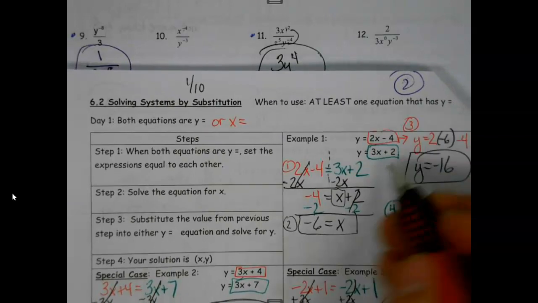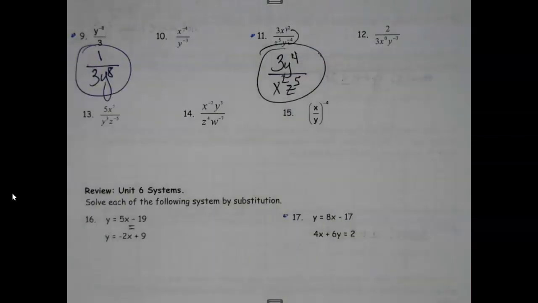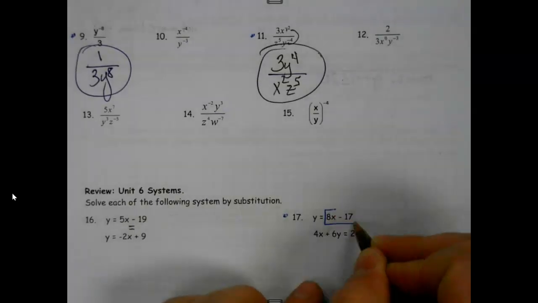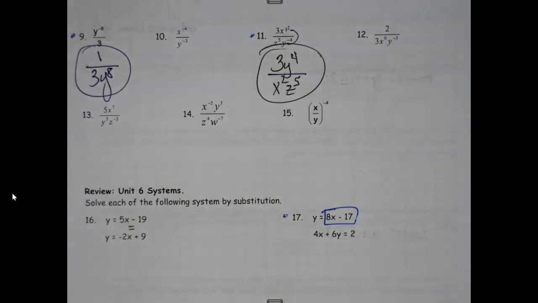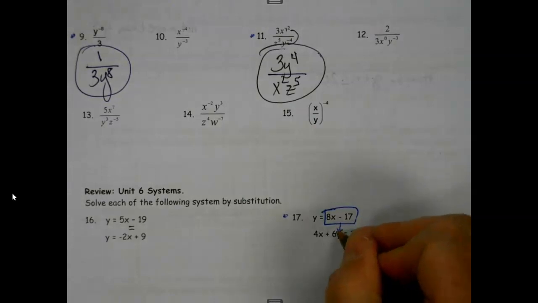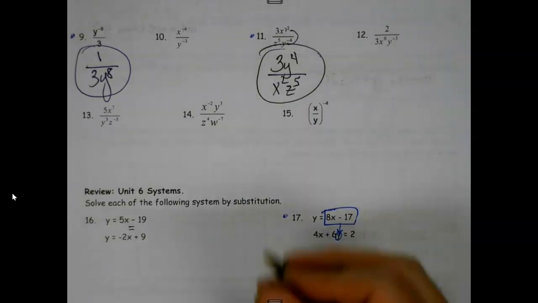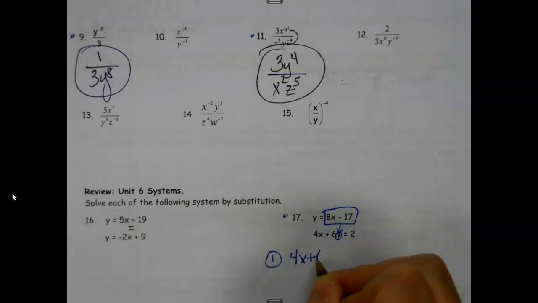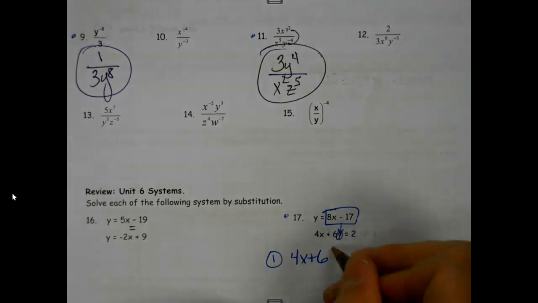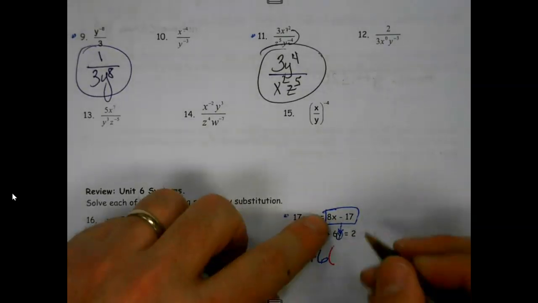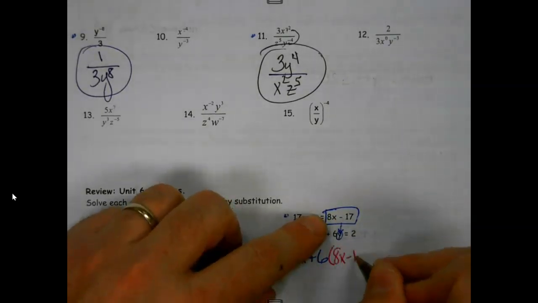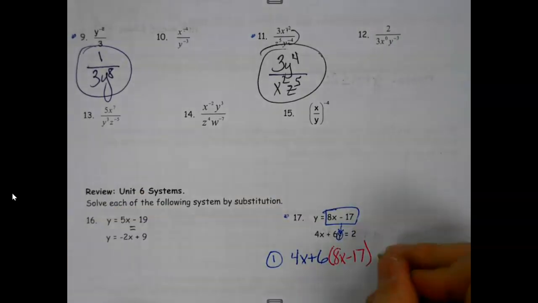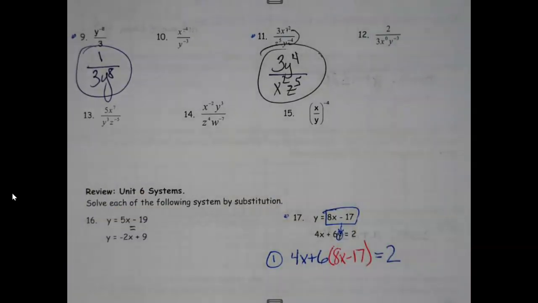When both equations are y equals, set them equal. It's on page 2 of your notes. Go use it if you need to. But this one, I only have one equation that's y equals. So it goes in there for y. Step 1. Copy that second equation until you get to the y. But I know what the y is now. And I plug it in.